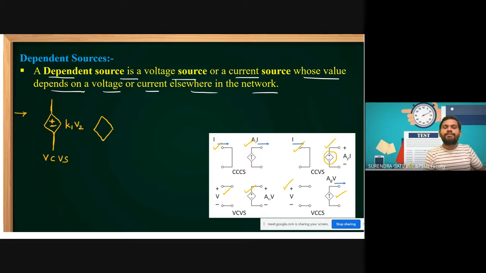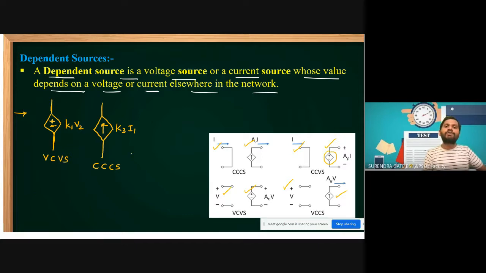For example, I am representing another source like this. Let us assume it is K3 I. What is the name of this dependent source? Which parameter is it controlling? Current. But what is the source? A current source. That's why it is a current controlled current source.